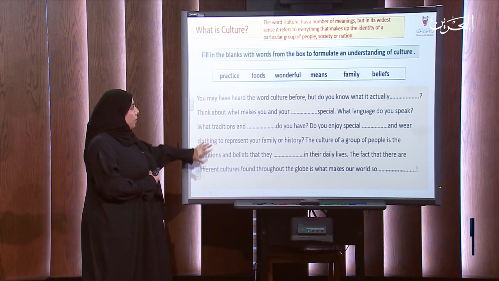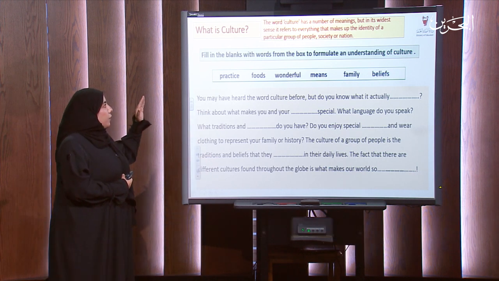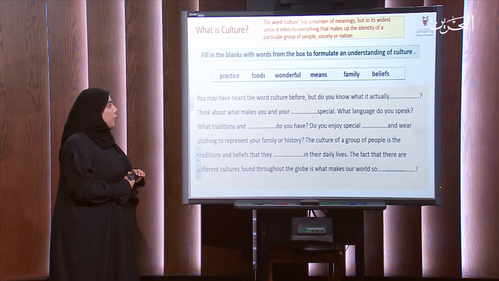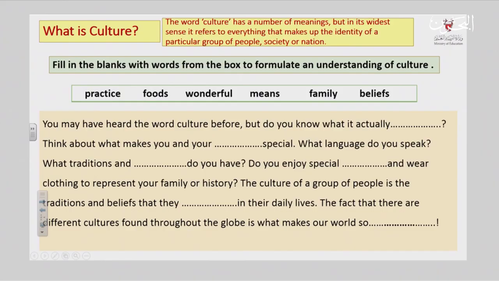Now, in this exercise, you should fill in the blanks with words from the box to formulate an understanding of culture. You have 6 words in the box: practice, foods, wonderful, means, family, and beliefs. So I'll give you 2 minutes. Try to fill in the blanks with the words that are suitable, and then we'll read the paragraph together.